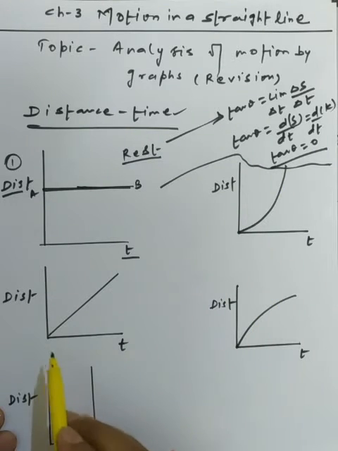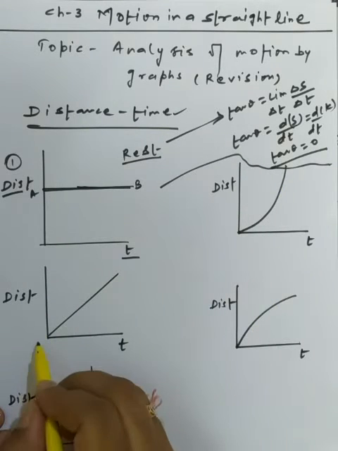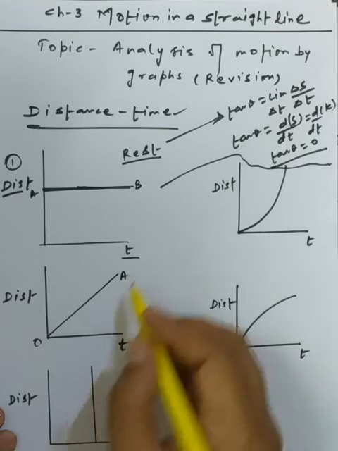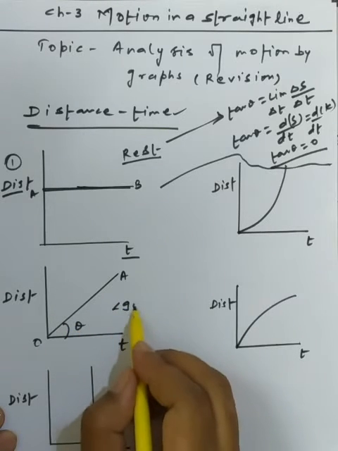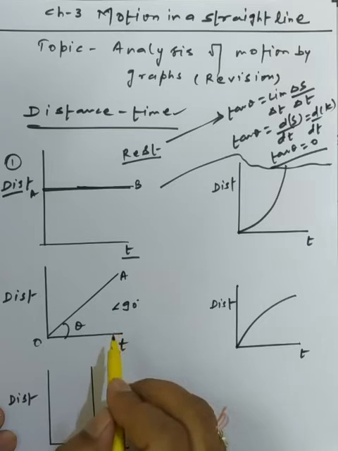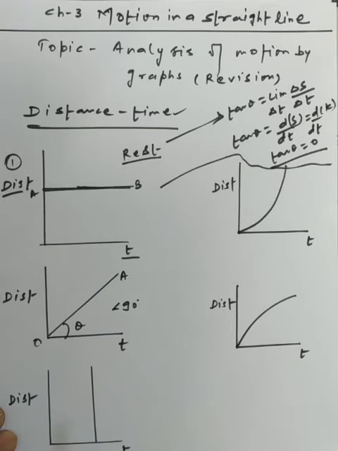Now we have another distance-time graph, and the slope of the graph is theta, and it is less than 90 degrees. So obviously we can say that the slope will be positive. Here the body is moving with uniform speed.